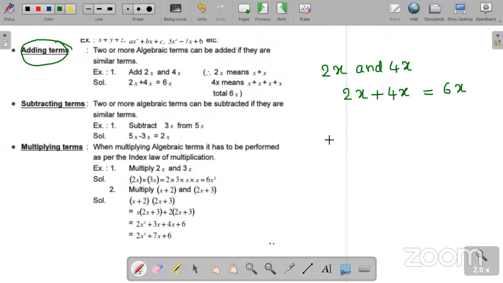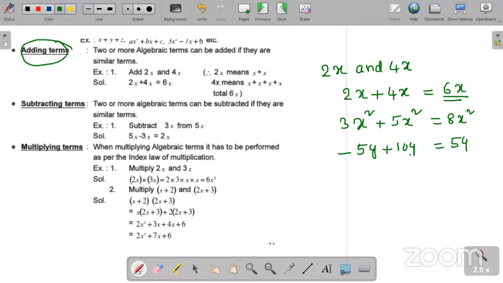For example, if you add 3x square plus 5x square, what do you get now? Yes, you are correct, that will be 8x square. In this way we can add similar terms. So 2x plus 4x gives 6x, and 3x square plus 5x square gives 8x square. Then minus 5y plus 10y: 10y minus 5y is 5y. Clear?